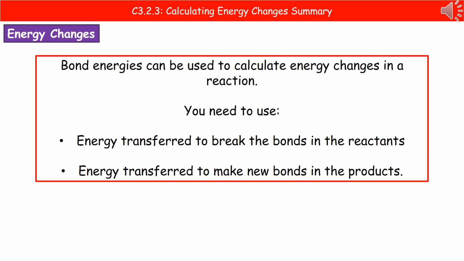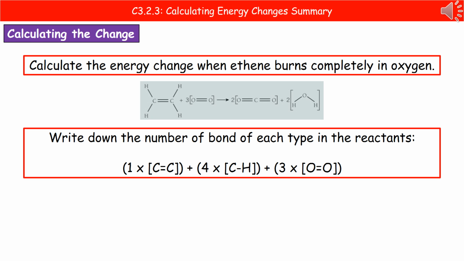So we can actually use these bond energies to calculate energy changes in a reaction. In order to do that, we need to use two things: the energy transferred to break the bonds in our reactants and the energy transferred when new bonds are made in the products. So we could get a question like the one here: calculate the energy change when ethene burns completely in oxygen. So in that grey box, what we've actually got are displayed formulas for all of the different compounds involved.